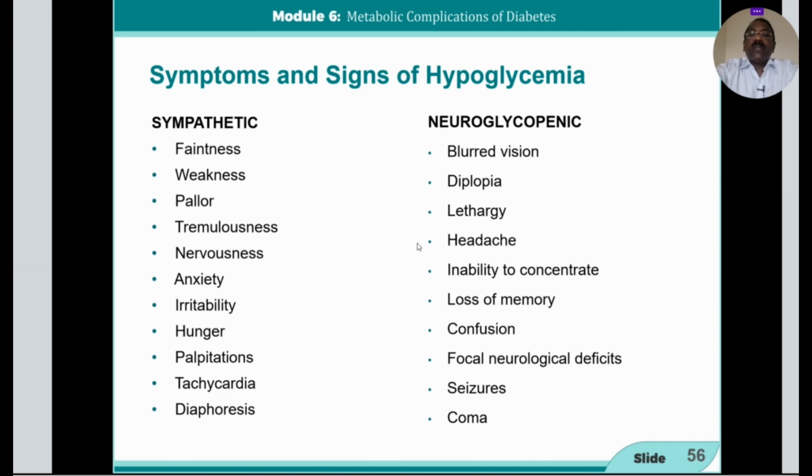See the second half. Neuroglycopenic hypoglycemia: blurring of the vision, diplopia, lethargy, headache, inability to concentrate, loss of memory, confusion, focal neurological deficits, seizures, coma. So these are the neuroglycopenic hypoglycemia. With seizures, coma, focal neurological deficits, confusion, loss of memory, inability to concentrate, they may not recognize the hypoglycemia and they need someone's help. So they need admission. They need intravenous administration of glucose. So that is neuroglycopenic hypoglycemia.